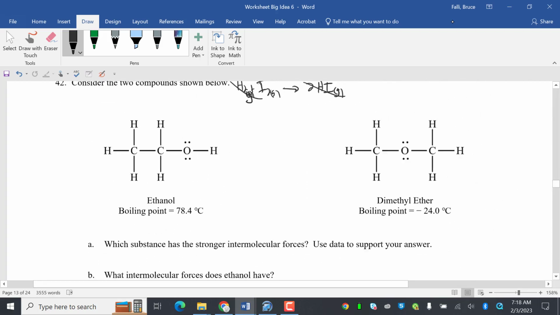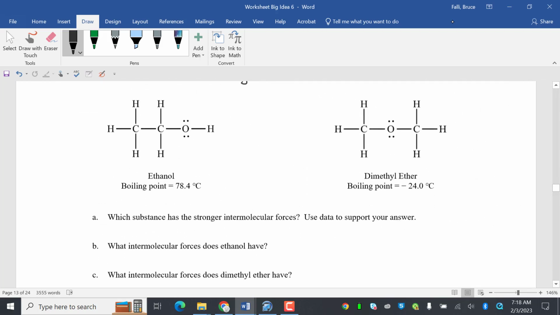Consider the two compounds below. Which substance has stronger intermolecular forces? Support your answer. The O to H is more polar than what dimethyl ether has.